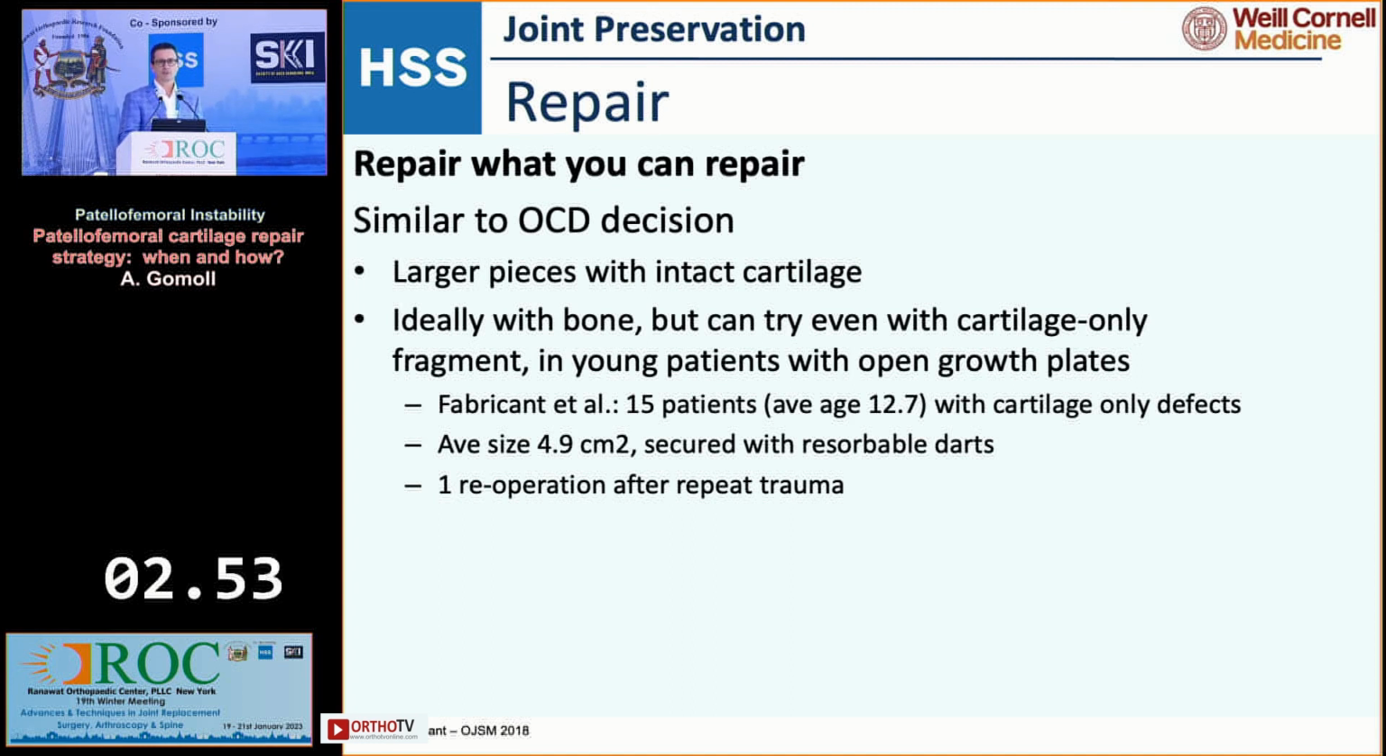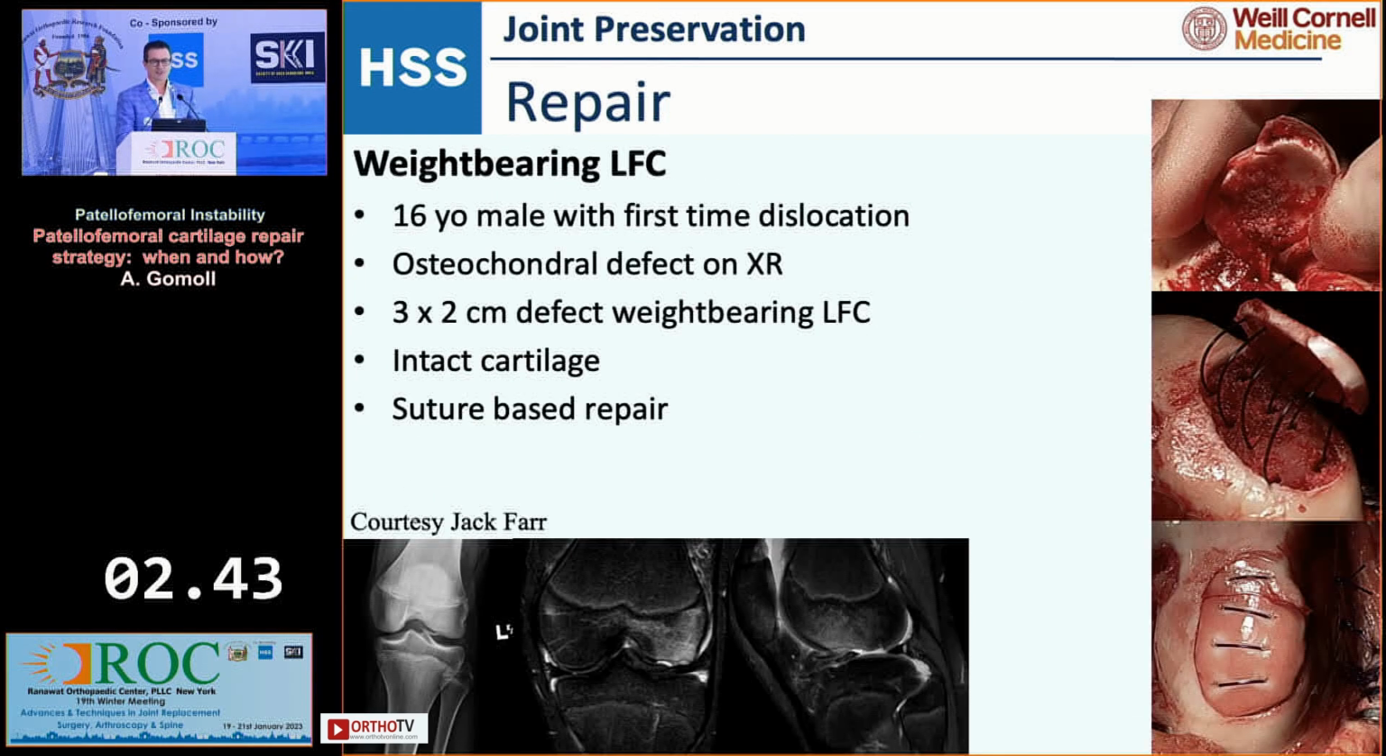If it's an older patient, 25, 30, cartilage only, I'm not sure that would heal. Those I would remove and maybe reconstruct depending on the location and size. So this is an example of a repair. Here you see the MRI. On X-ray, if you look closely, you see a little, almost looking like a sickle of a bony fragment. This is almost like an eggshell. This is from our friend Jack Farr, and he repaired this with sutures, a very cost-effective method.